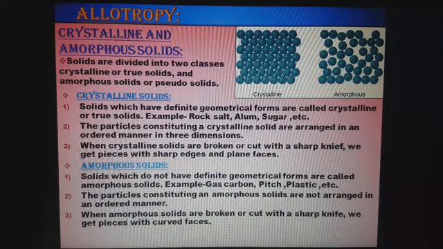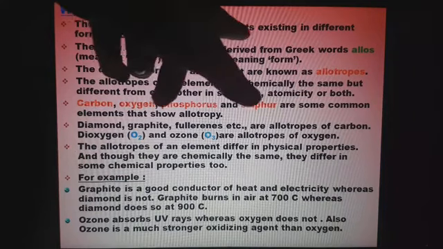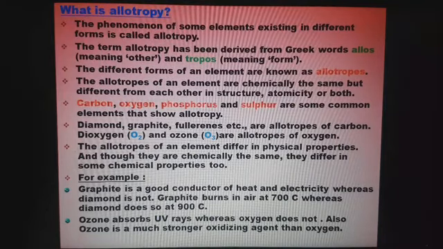Okay, then what is this allotropy? So let us understand from where the term allotropy arrived. The phenomenon of some elements existing in different forms is called allotropy. Some of the elements exist in different forms, and this phenomenon is known as allotropy.